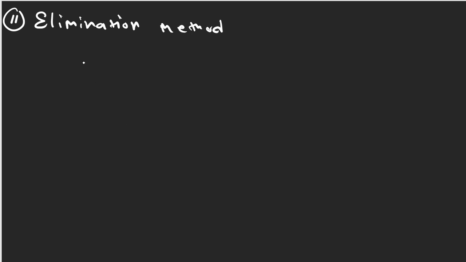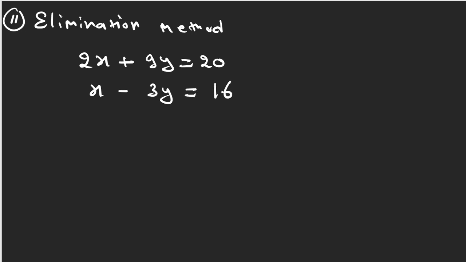When we use this, suppose that we have some equation 2x plus 9y is equal to 20, and the second equation we have is x minus 3y is equal to 16. Suppose that we have two equations. Now in the elimination method, at least one part of the equation should be the same. Here we have 2x, here also we need 2x. Here we have 9y, here also we need 9y. Here we have 20, here also we need 20. So we can change this equation. If any equation is multiplied or divided by the same number on both sides, it remains unchanged.